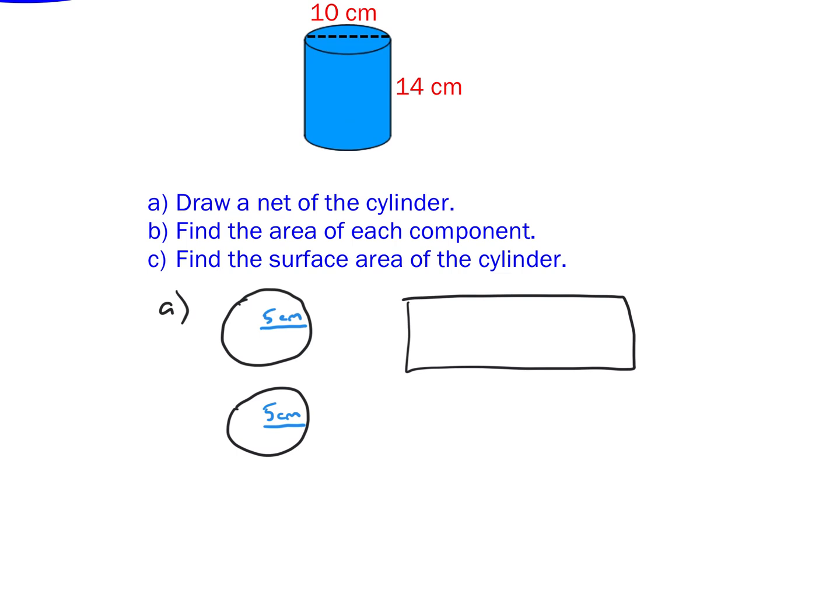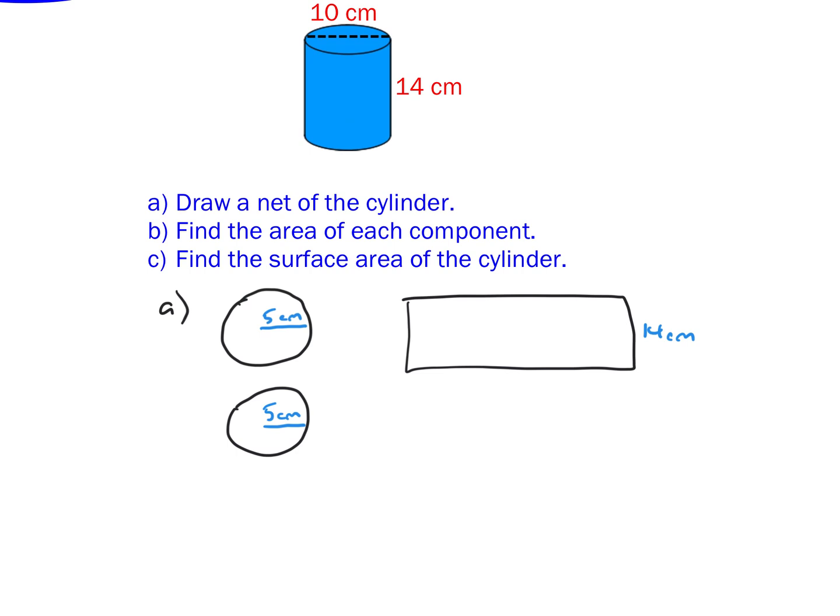And what is the width of the rectangle? How much is it? 14. Very good. It's 14 centimeters. It is the height of the cylinder. And to figure out the length, as Leland told us, the length is the circumference.